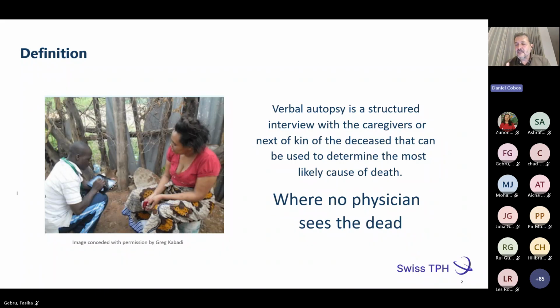And now there is a very robust methodology where basically you go to the family or to the next of kin or whoever was looking after this patient, and you ask them, okay, before dying, did he or she have cough? Did he or she have fever? So it's a structured questionnaire with questions and potential answers. And then there is a block for allowing the family to explain in their own words what happened. So this is basically a verbal autopsy. So it's a questionnaire. If you go to the next.